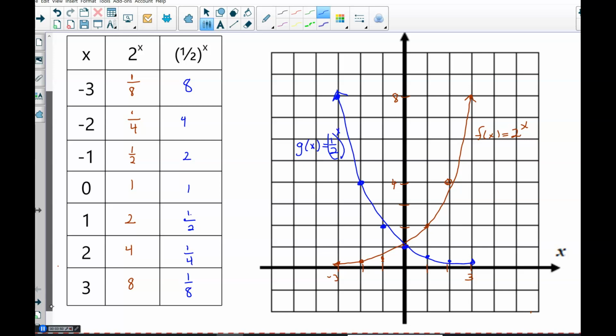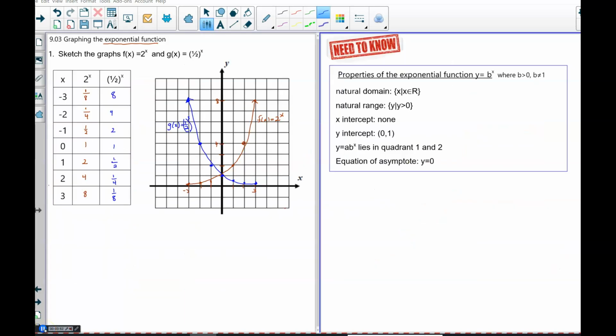So I'm going to put this graph on dual page. And let's go over some properties. First of all, the base has to be greater than 0. You can't have a negative number for the base. Also, the base cannot equal 1 because suppose it was, you would have y equals 1 raised to the x, which would only be 1. It would be a constant line, so it can't be that.